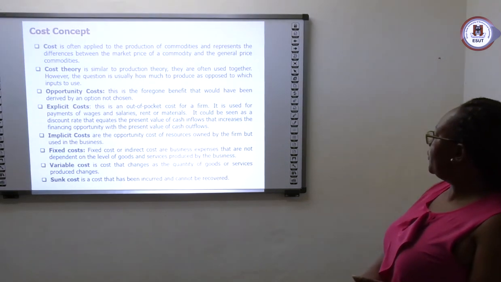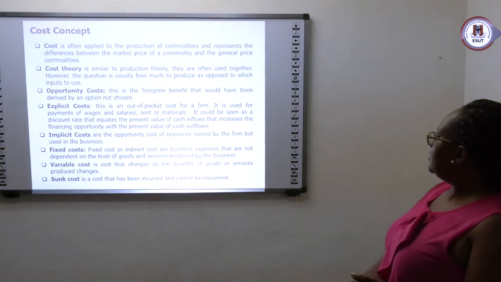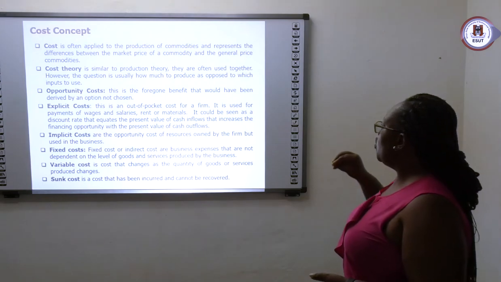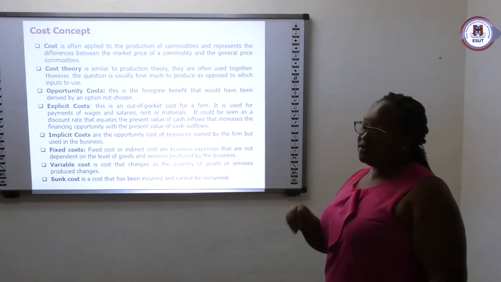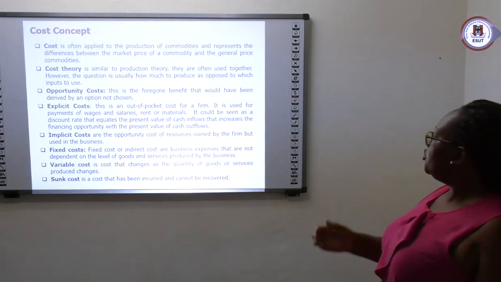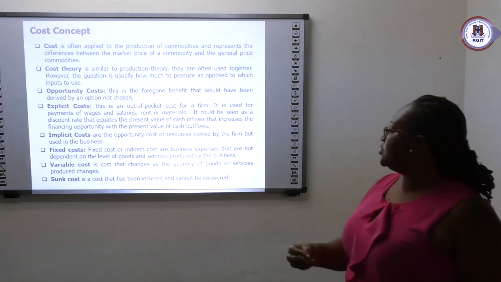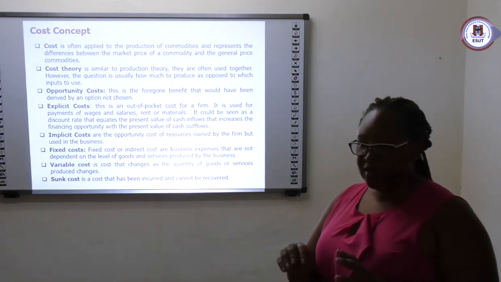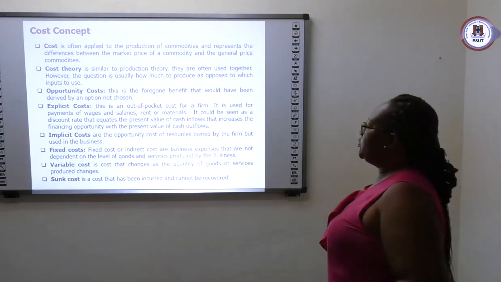In cost theory, the question is usually how much to produce as opposed to which inputs to use. All these things depend on the cost. When you know the cost of producing all these things, you now know how much to produce and how you are going to employ your inputs in order to give you a better output.